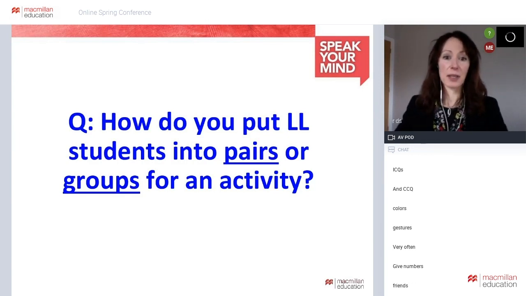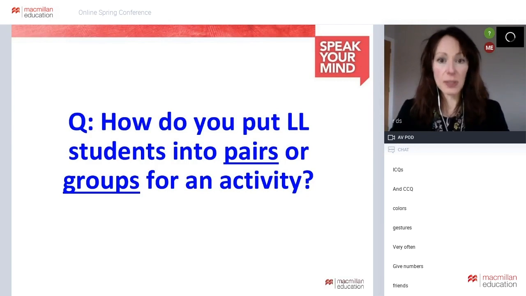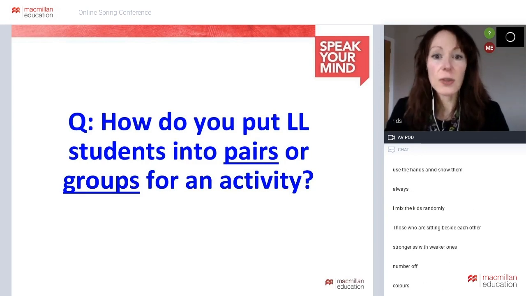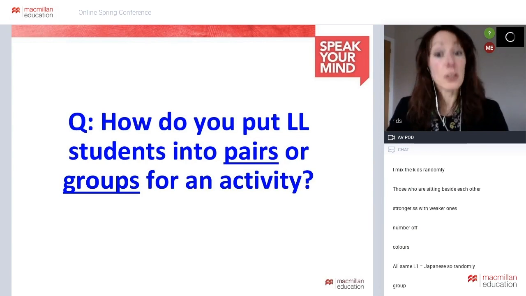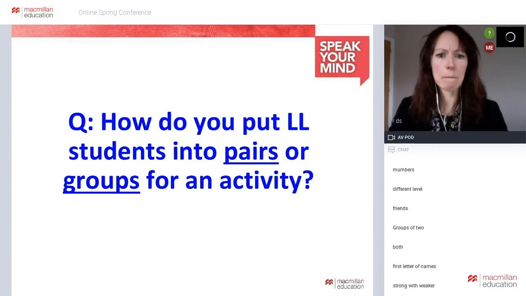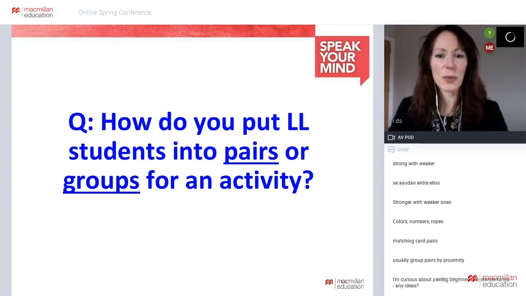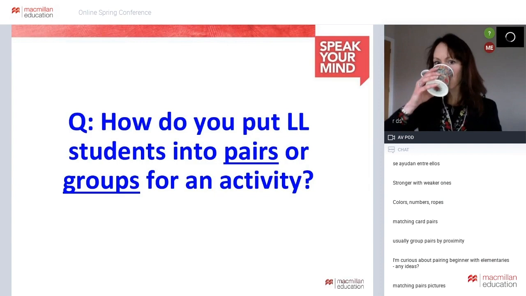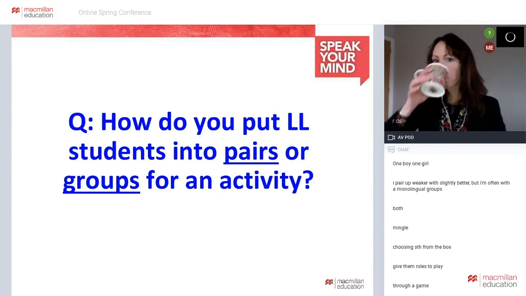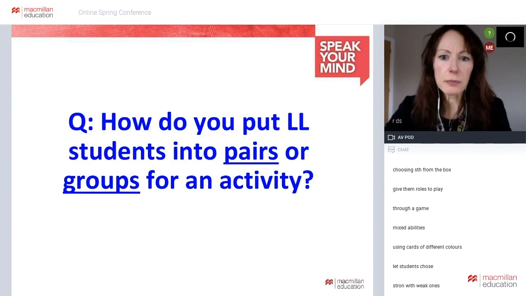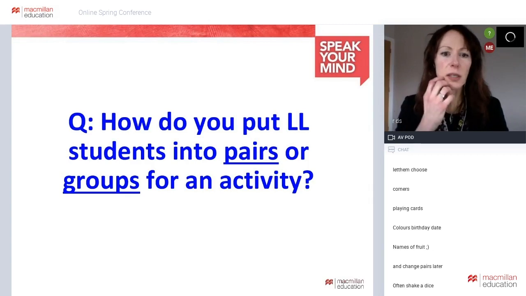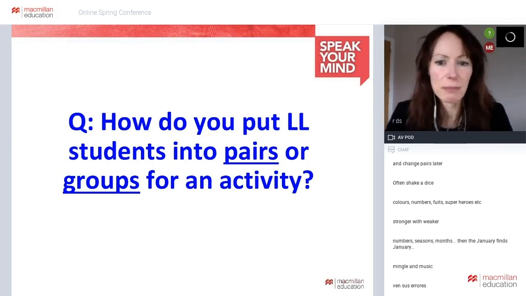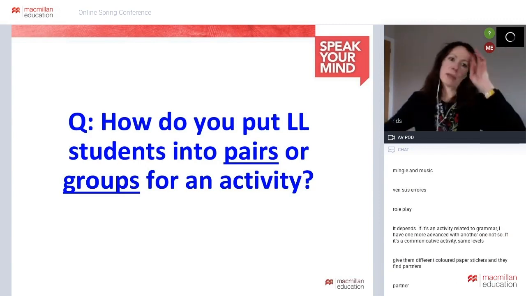Pictures and gestures, yep. Concept check questions, gestures. Use the hands and show them. Stronger students with weaker ones, absolutely. Groups of two, first letter of name, stronger with weaker ones. Lovely ideas. Okay, so if I can just, sorry, I'm still busy. Yeah, thank you very much for the answers. They're brilliant. Thank you for taking part in that.